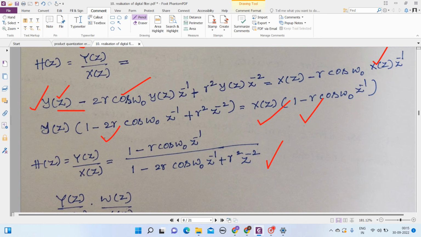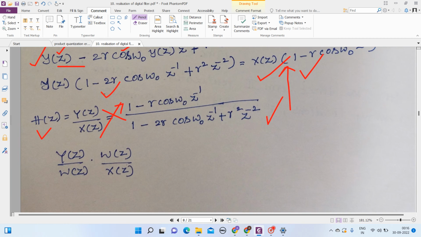So you have to write the transfer function, that is h of z is equal to y of z divided by x of z. If you do the cross multiplication, x of z should be multiplied with 1 minus r cos omega naught z inverse. Similarly, y of z is multiplied with 1 minus 2 r cos omega naught z to the power of minus 1 plus r square z to the power of minus 2. Again, you will get this equation. This is the first step, this is the second step.